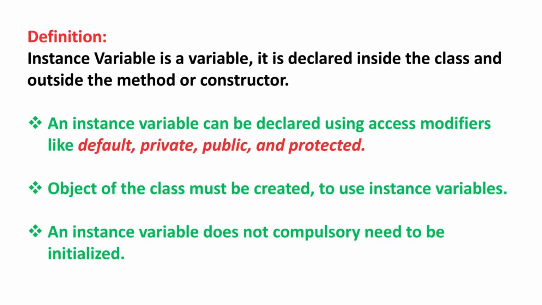Let me see the definition. Instance variable is a variable declared inside the class and outside the method or constructor. There are a few important points related to instance variable. The first one is an instance variable can be declared using the access modifiers. We already know in Java we have different types of access modifiers. Those are default, private, public, and protected.